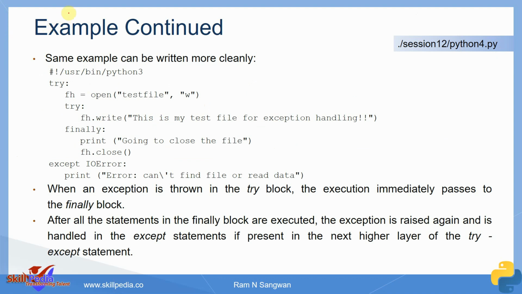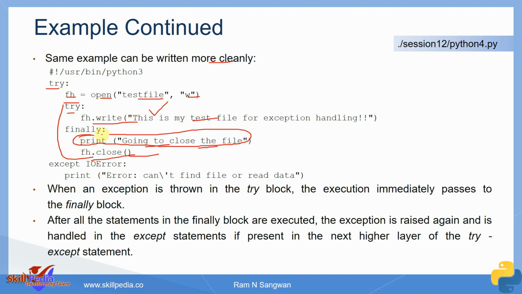Some examples: the same example can be written more cleanly. Try: fh opens the test file in write mode, and we put another try finally block here. Try to write to this file, and finally close the file, which means whether you are able to write or not, you are closing the file. It makes sense that whether you are able to write or not, you display a message to the user that you are closing the file, whether there was an error or not.